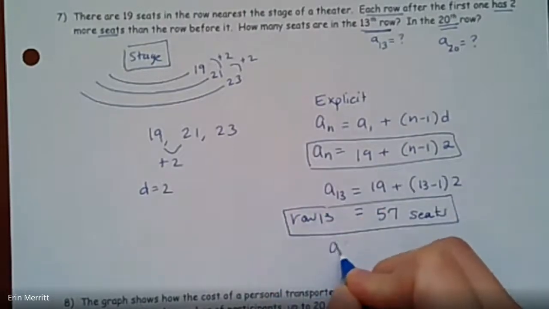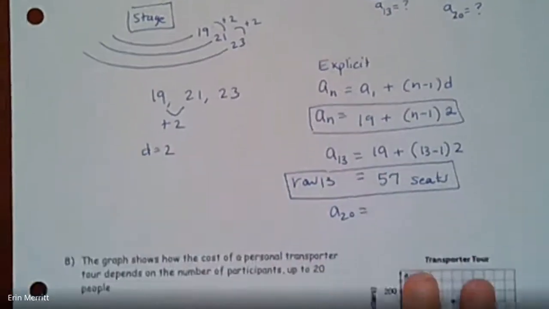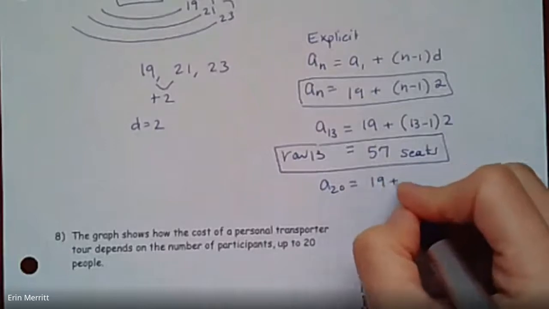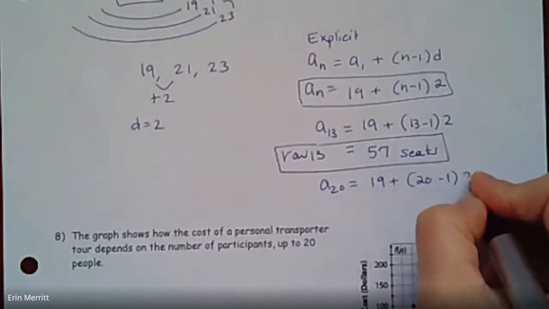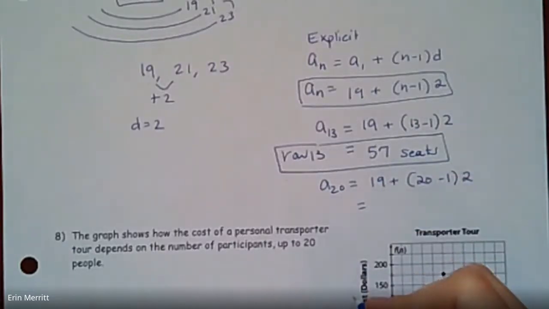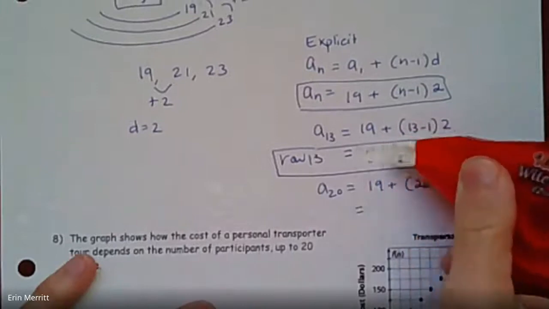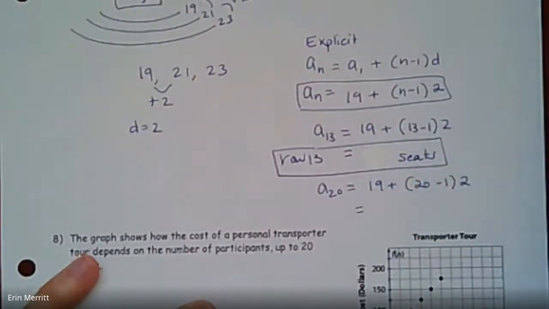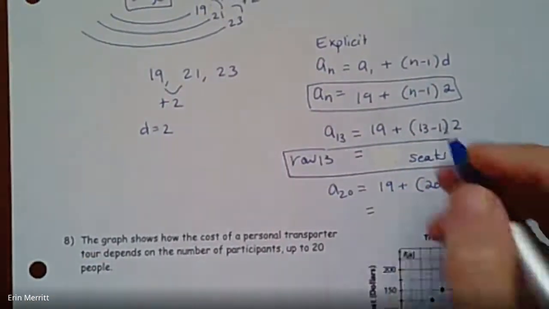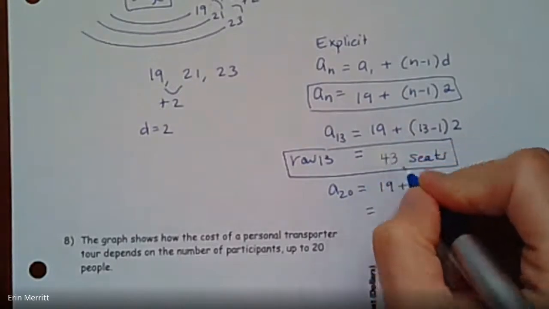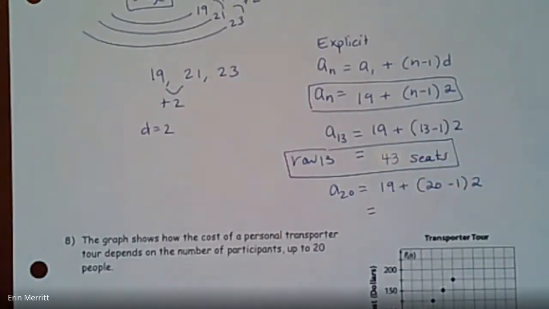All right. And then in the 20th row, now just change what you plug in. So it's 19 plus 20 minus 1 times 2. Right? In that case, oops, I'm so sorry. I misread my little notes over here. I was trying to shortcut and I looked at the wrong answer. That first one should be 43, in case you were thinking that didn't seem right.